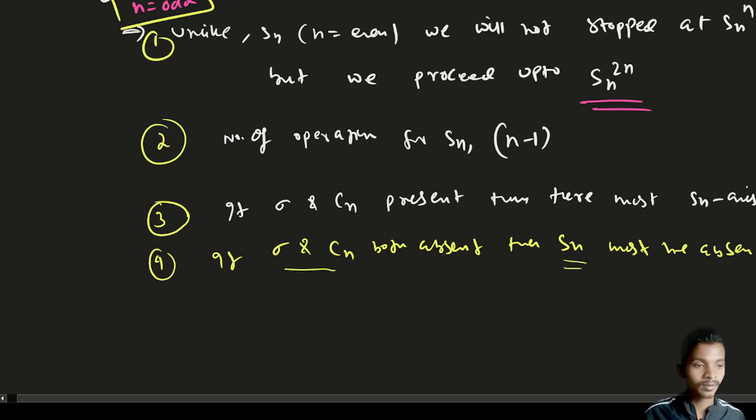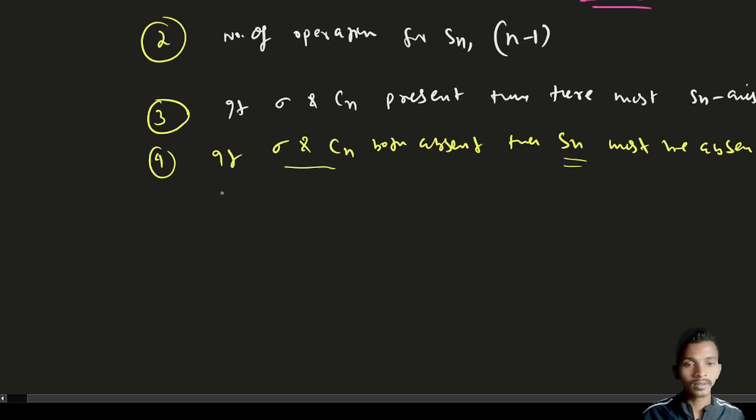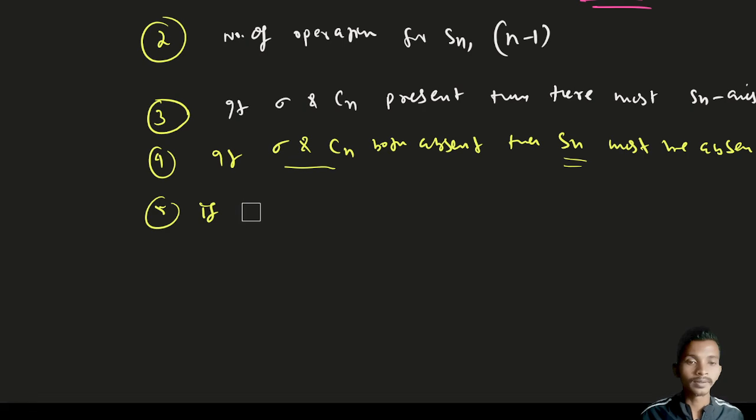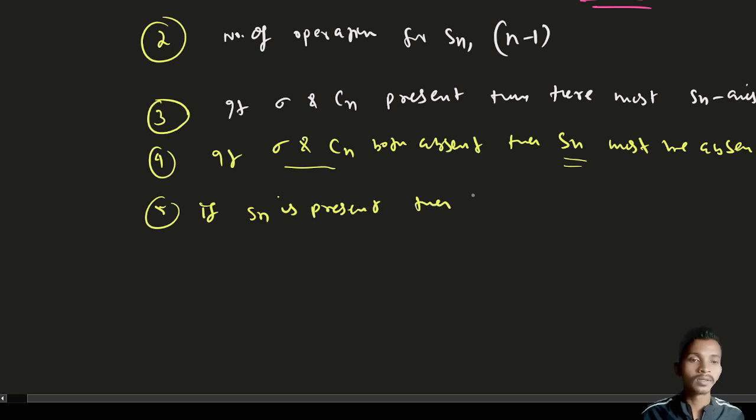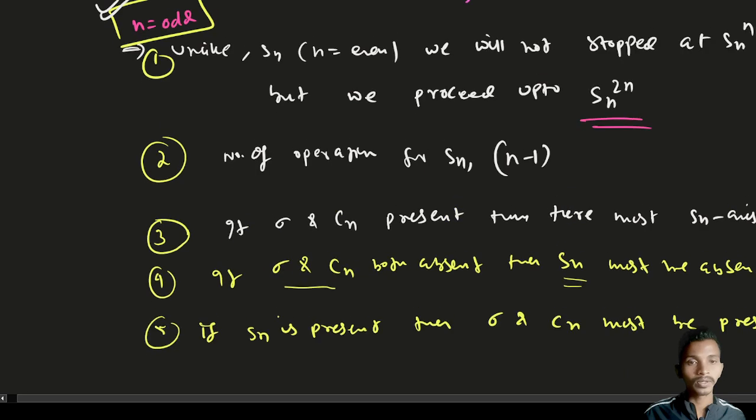Okay, and also you can write, if Sn is present, then σ and Cn corresponding to this Sn must be present. Okay, so these are some points.